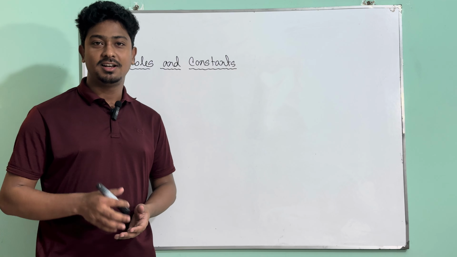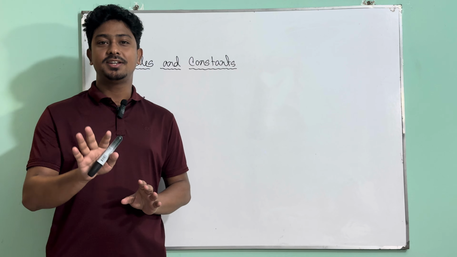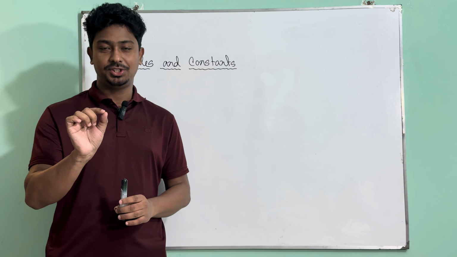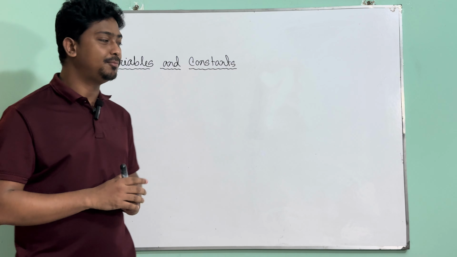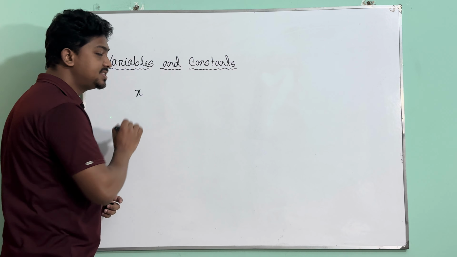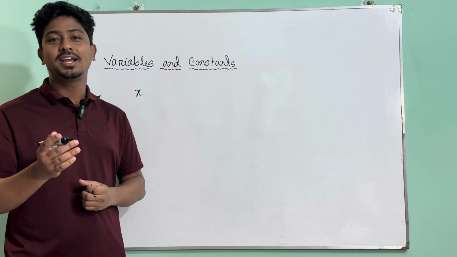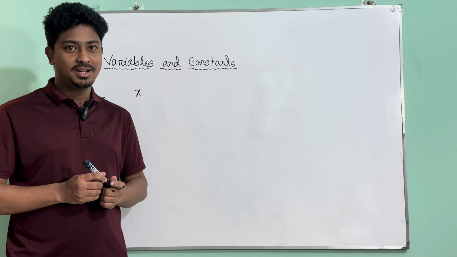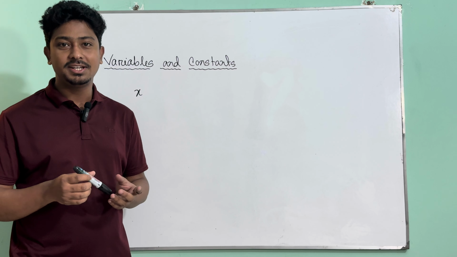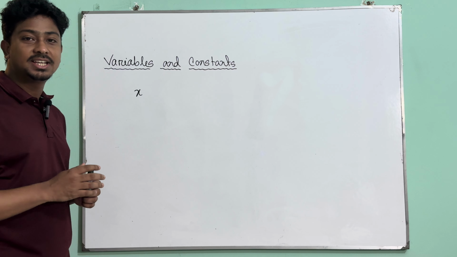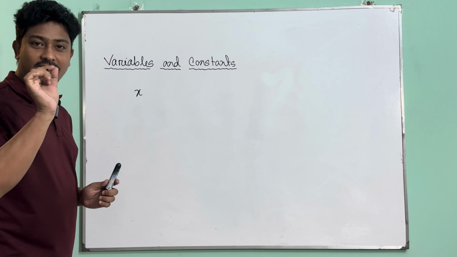First things first, let's talk about variables. Now, what is a variable? A variable is a letter whose value can change, whose value is not fixed, it can vary in different situations. For example, let's say X is the number of goals scored by a striker. A striker can score 2 goals in a match, 3 goals in another match, or may not score any goal in a match, right? So the value of X can change in different matches. So, X is called a variable.